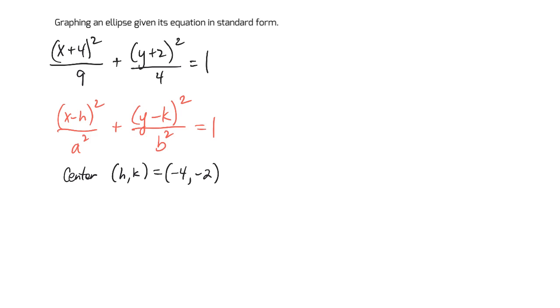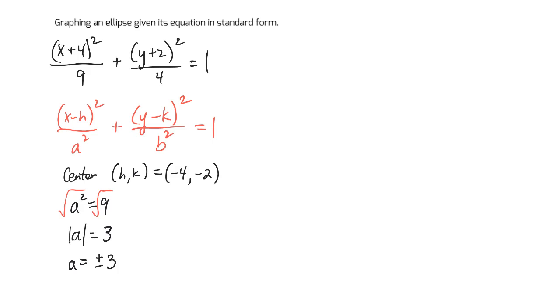The other thing we want to do is figure out what the a value is. So notice a squared is equal to 9, and to solve for a, we simply take the square root of both sides of that equation, and then we get the absolute value of a is equal to 3. That means a could equal plus or minus 3.